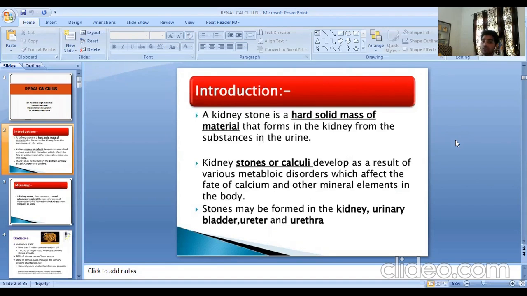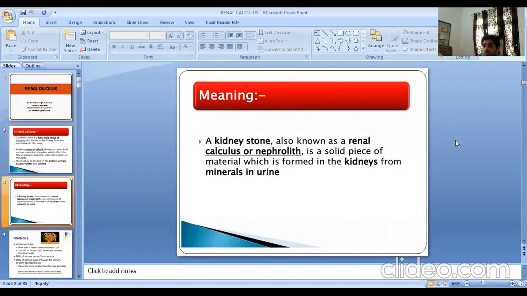metabolic disorders which affect the fate of calcium and other mineral elements in the body. Stones may be found in the kidney, urinary bladder, ureter, and urethra. Meaning, a kidney stone, also known as renal calculus or nephrolith, is a solid piece of material which is formed in the kidney from minerals in urine.